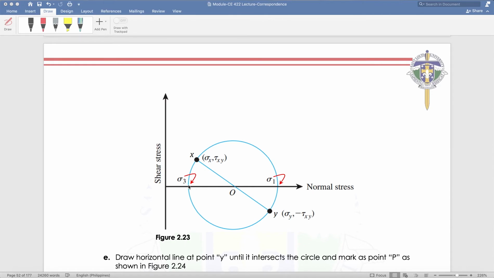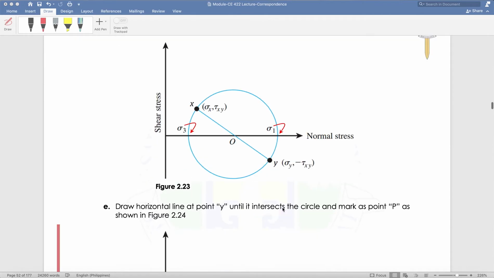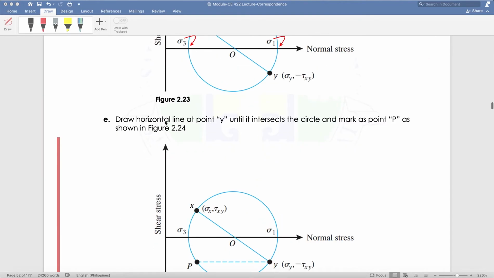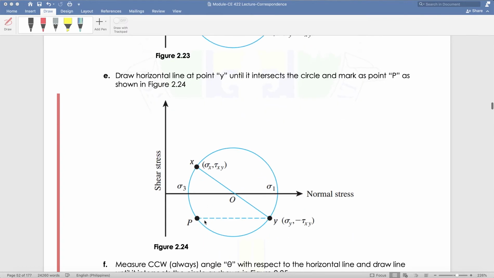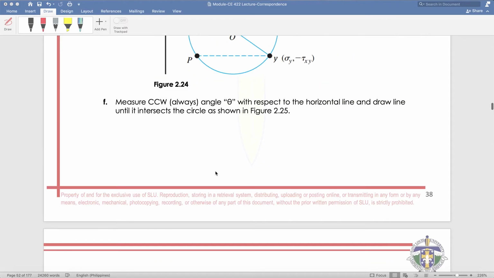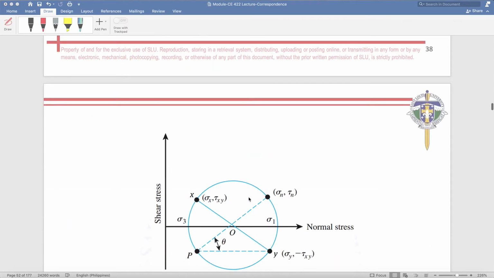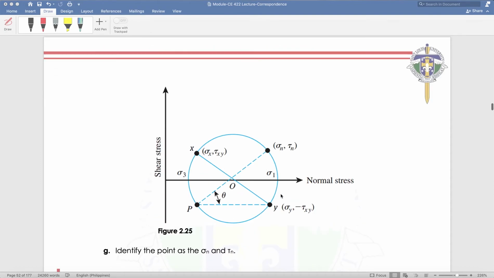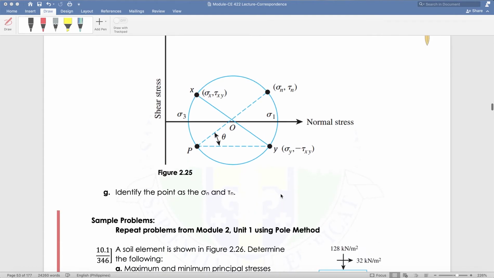stress, and the intersection between your normal stress axis and the circle nearest the shear stress axis is your minimum stress. Okay? Then draw a horizontal line at point Y until it intersects the circle and mark it as point P. Then from point P, measure counterclockwise with respect to the horizontal your angle theta. Then you will have another intersection with the circle. From there, that would be your theta, sigma n and tau n. Okay, so let's try to have an example.